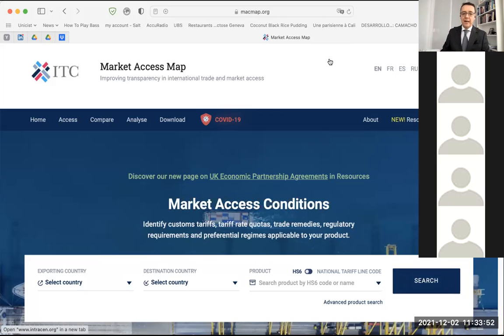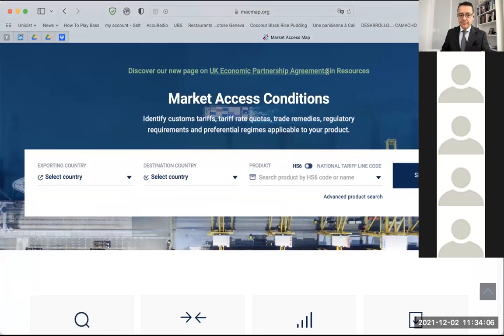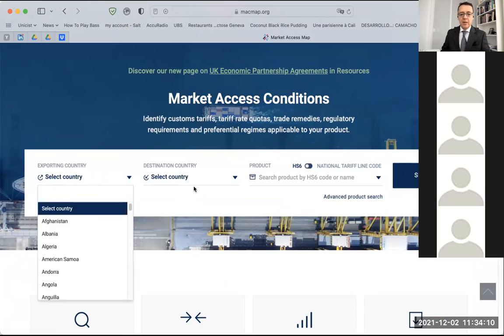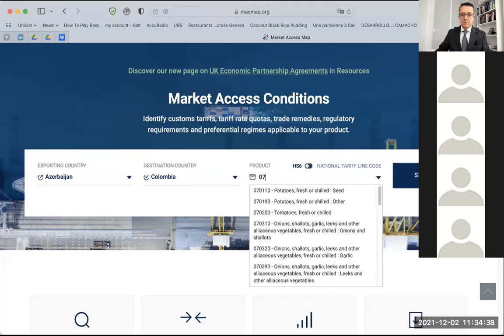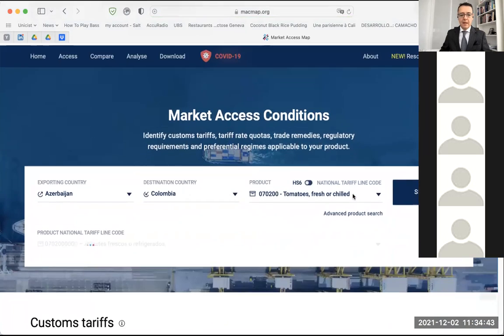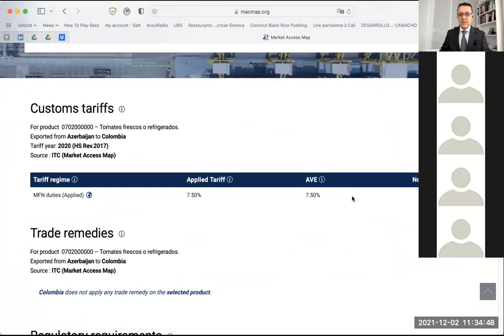And what this tool does is it provides you with a really powerful tool to access really complete, really large databases. So the easiest use possible is to identify your exporting country, your destination country, your product, and find the tariff that is applied by the destination country to that product coming from the exporting country, and you get the number. So take Azerbaijan, yeah, with a Z, not with an X. Take a country, Colombia, and take one product. I really like tomatoes, so it's going to be tomatoes. And here it comes. It's very simple. From Azerbaijan to Colombia in 2020, the product tomatoes has MFN duties of 7.5.